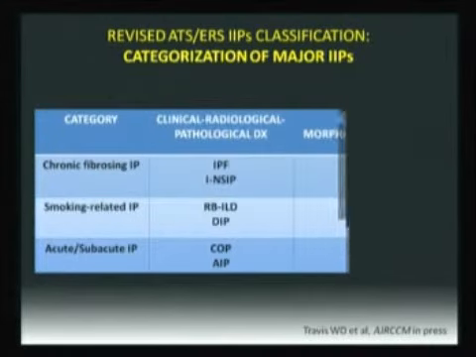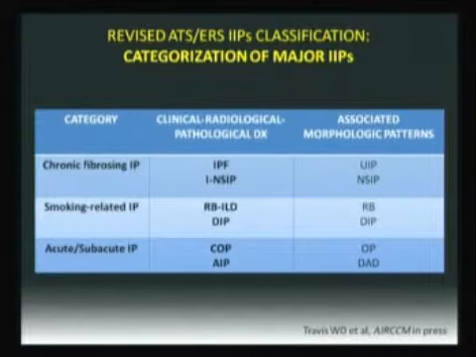So the categorization is the following. 3 categories: chronic, smoking-related, acute, subacute. This is the clinical, radiological, pathological diagnosis, and this is what you find when you get a biopsy. But we want to make clear the point that the clinical behavior is what is driving your classification. It's not your finding of a pathology, but it's how the patient behaves.